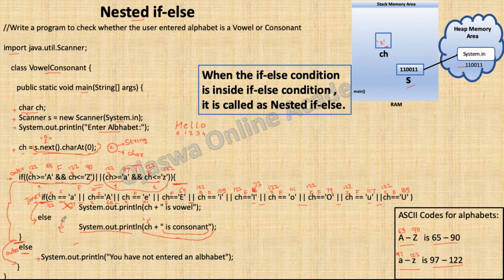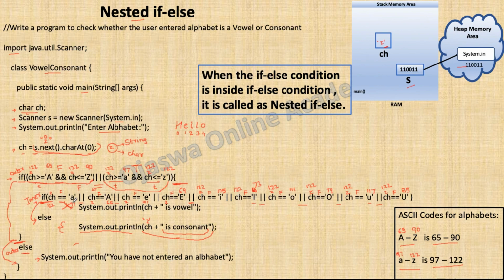So this is how you check whether the user entered character is a vowel or not. Suppose the user enters some number or some special character. The ASCII code is not matched between 65 to 90 and 97 to 122. So in that case, control will not go inside the if and it will come directly to the else part and it will print 'you have not entered an alphabet'.